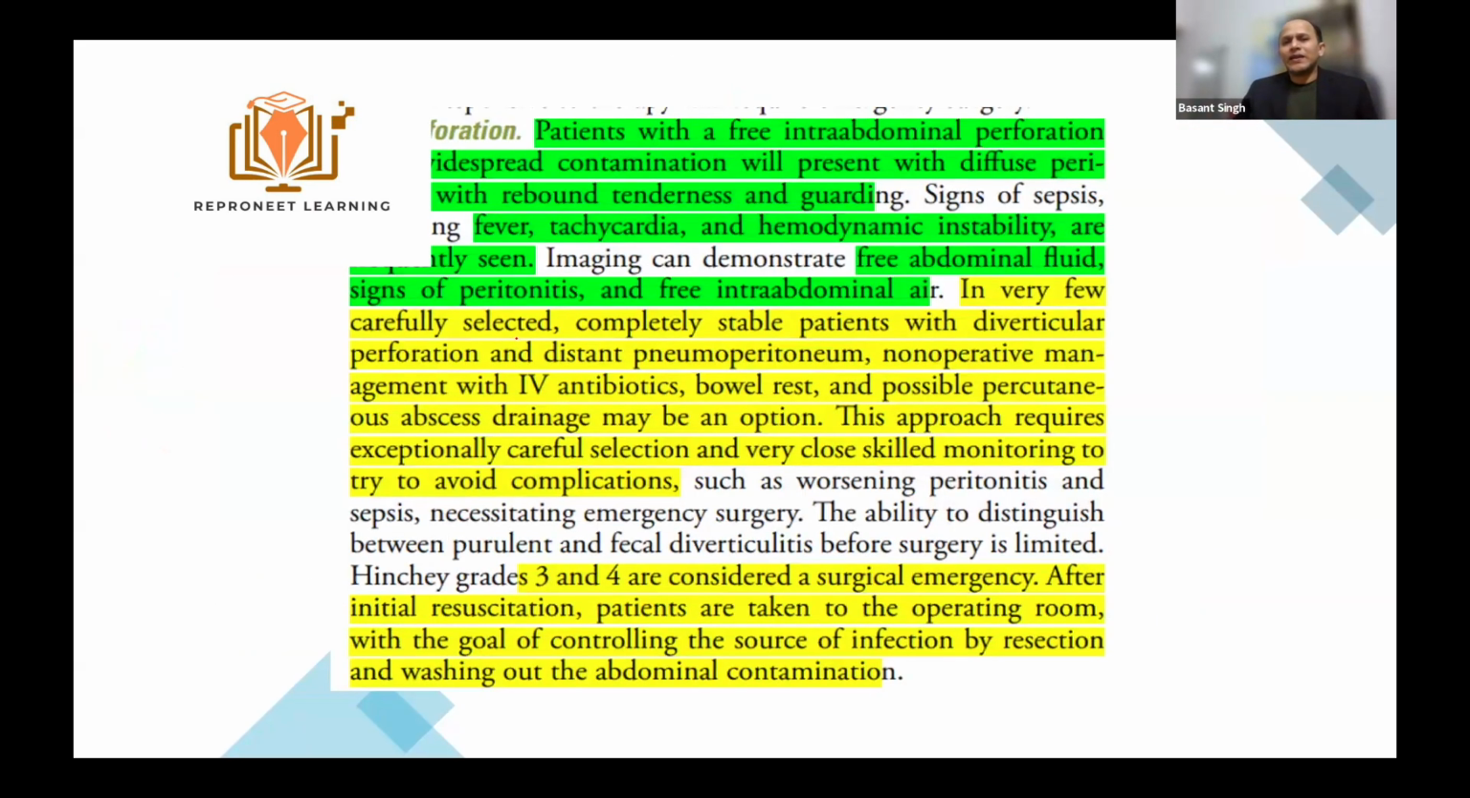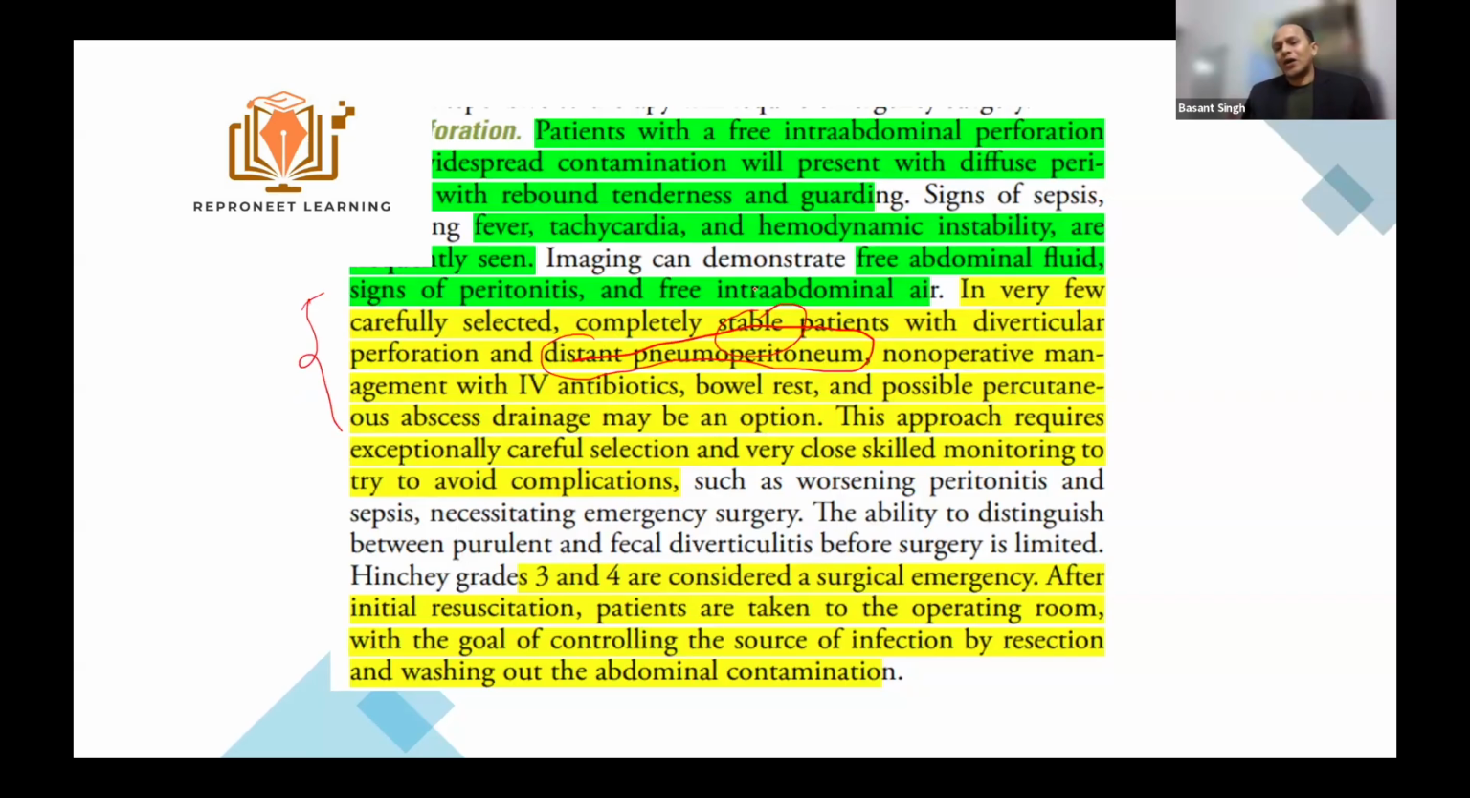If you read your Bailey also, they have clearly written that in very few selected, completely stable patients with diverticular perforation with distant pneumoperitoneum, non-operative management with antibiotics, bowel rest, and possible percutaneous abscess drainage may be an option. So they have written here that even if you have free air, distant pneumoperitoneum, you can still try non-operative management if the patient is stable.